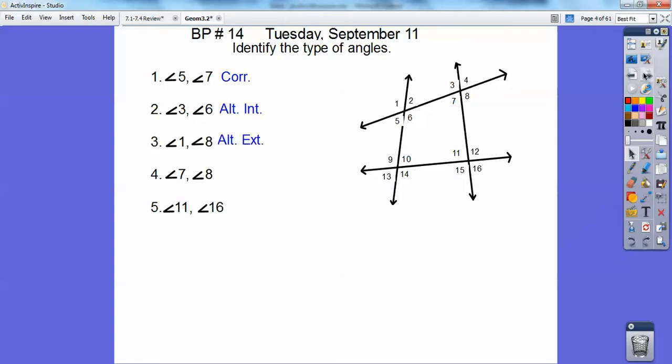7 and 8. Where's 7? 7's right here, and 8's right here. These guys form a straight line. 7 and 8 make up what's called a linear pair. Linear pair, and I call them LPs.